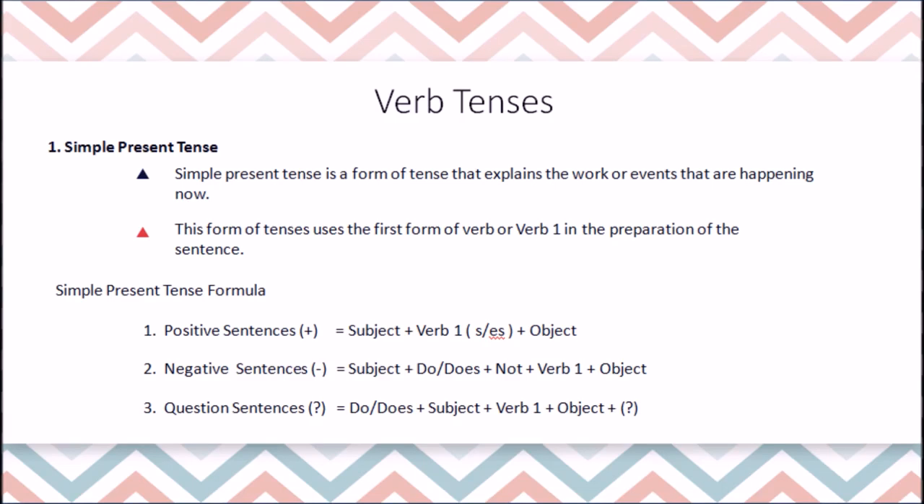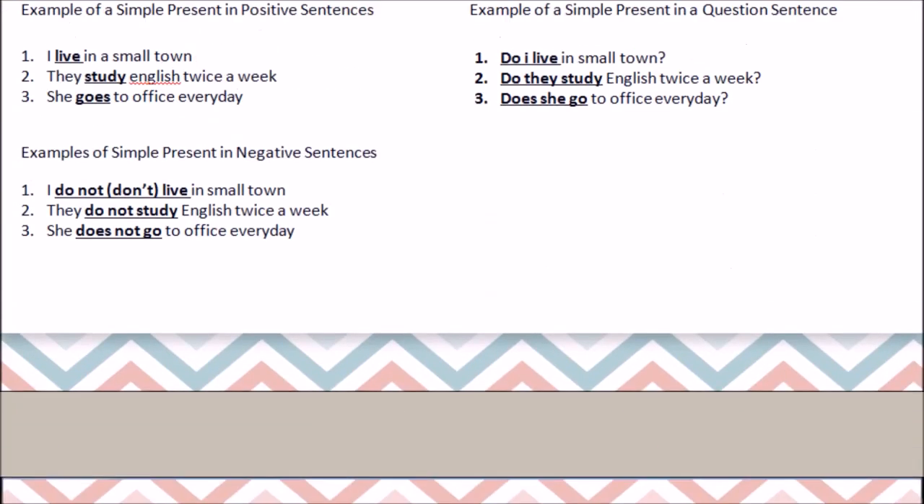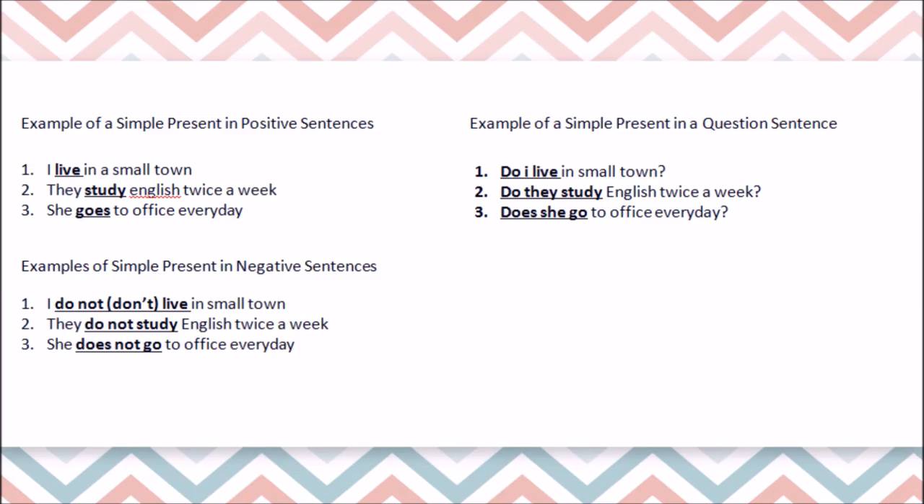Negative sentence. Subject plus do or does plus not plus verb 1 plus object. Question sentence. Do or does plus subject plus verb 1 plus object. Example of simple present in positive sentence. I live in small town. They study English twice a week. She goes to office every day.